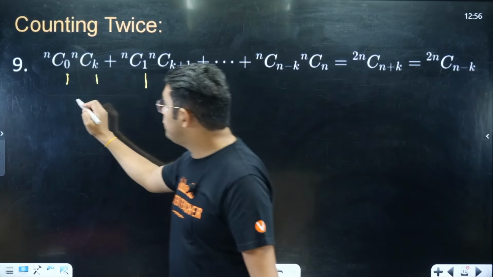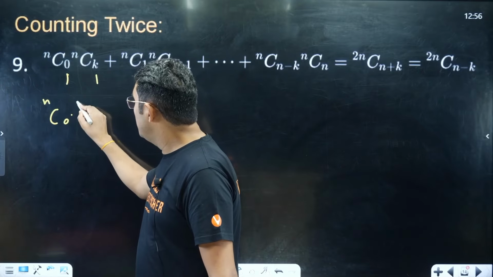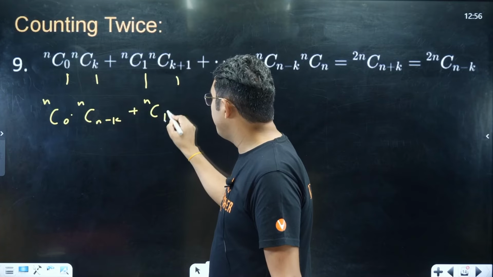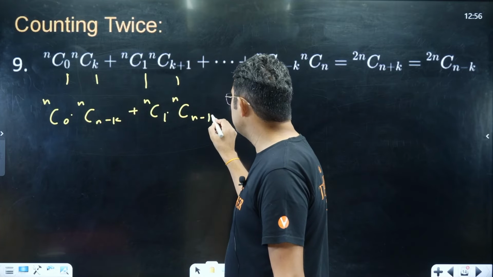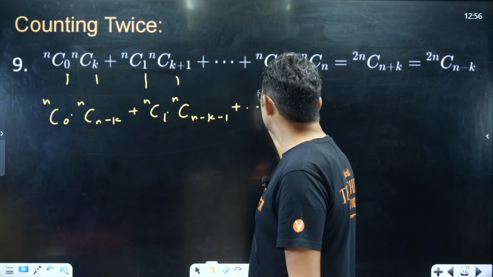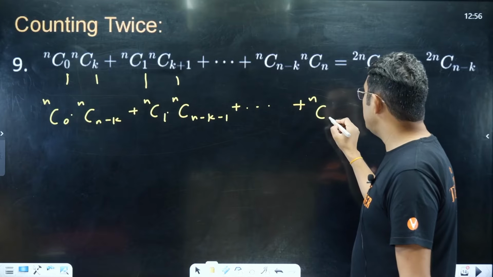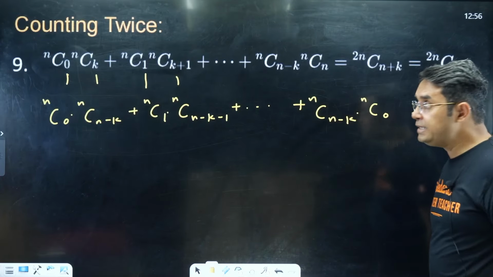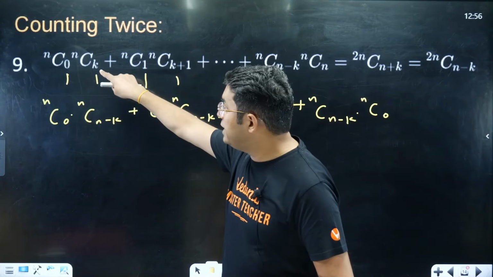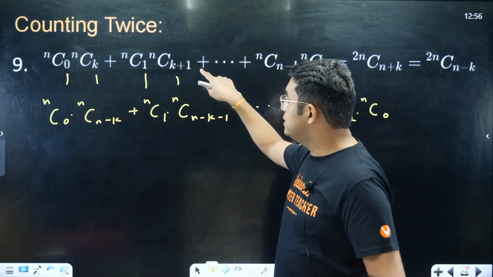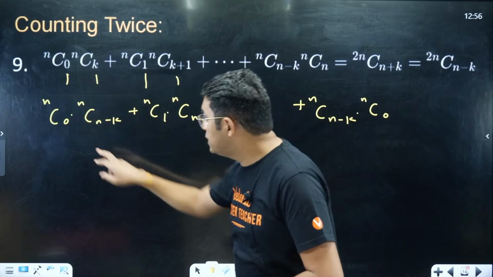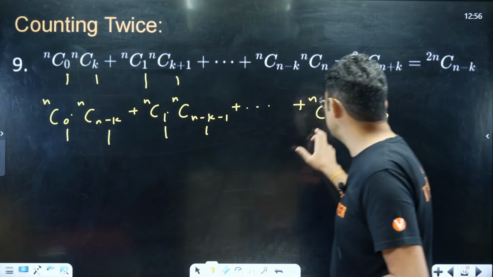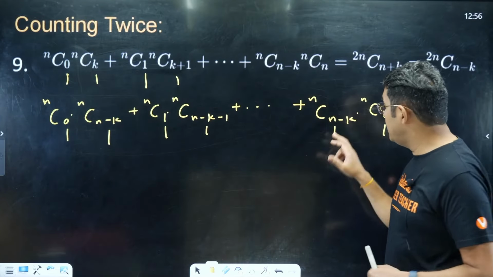So what I will do, first I will write this as nC0 and nCn minus k. Then I will write this as nC1 into nCn minus k minus 1, and so on. This one I will write as nCn minus k into nC0. Now you can see after changing nCk or nCk plus 1 like this, the sum of these two becomes the same, n minus k. The sum of these two becomes the same, n minus k.